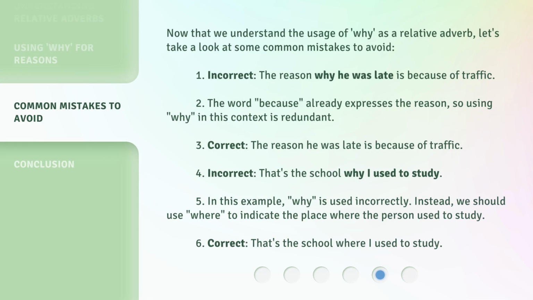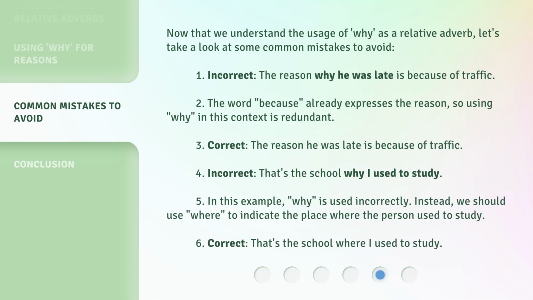Now that we understand the usage of why as a relative adverb, let's take a look at some common mistakes to avoid. 1. Incorrect. The reason why he was late is because of traffic. 2. The word because already expresses the reason, so using why in this context is redundant. 3. Correct. The reason he was late is because of traffic.